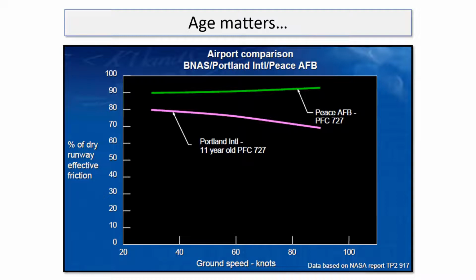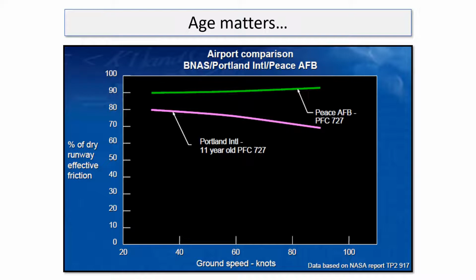So NASA did some studies. These were two particular airports in the Northeast, Portland, and then Pease Air Force Base in New Hampshire. Both these were 727s. And what they found was the same type of surface, when it was new, was able to provide, when wet, approximately 90 or better percent of the friction that a dry runway would have experienced. So very close to dry runway stopping performance.